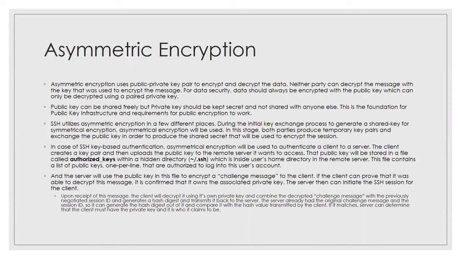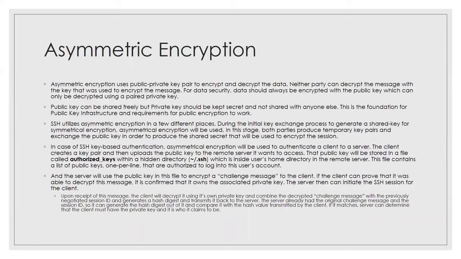And in case of SSH key-based authentication, asymmetrical encryption will be used to authenticate a client to a server. So the client creates a key pair, public and private key pair, and uploads the public key to the remote server where it wants to access. That public key will be stored in a file called authorized_keys within the hidden directory, SSH directory, which is inside user's home directory in the remote server. And this file contains the list of public keys, one each line, that are authorized to log into this server. And the server will use public key in this file to encrypt a challenge message to the client.